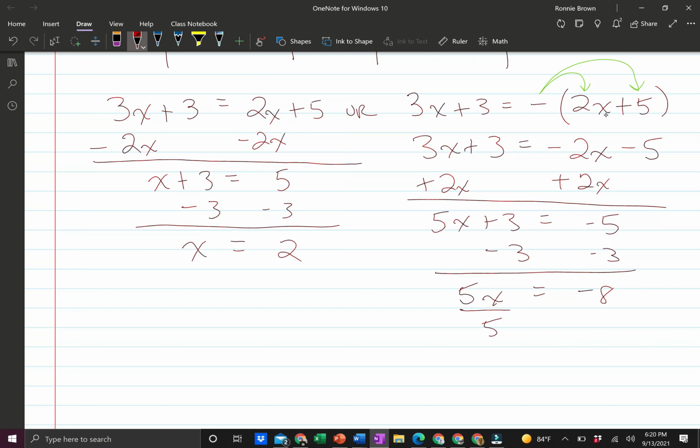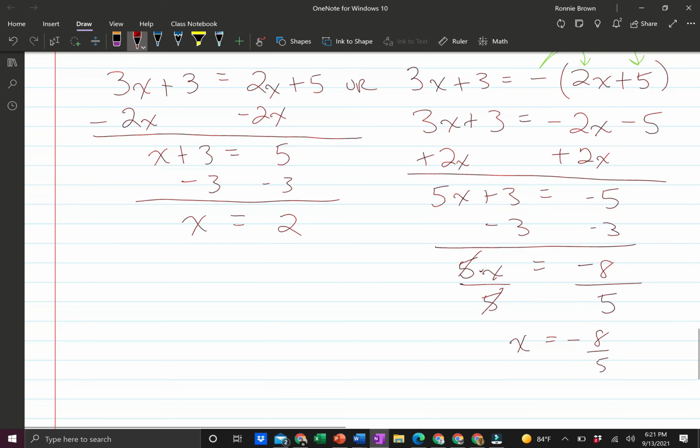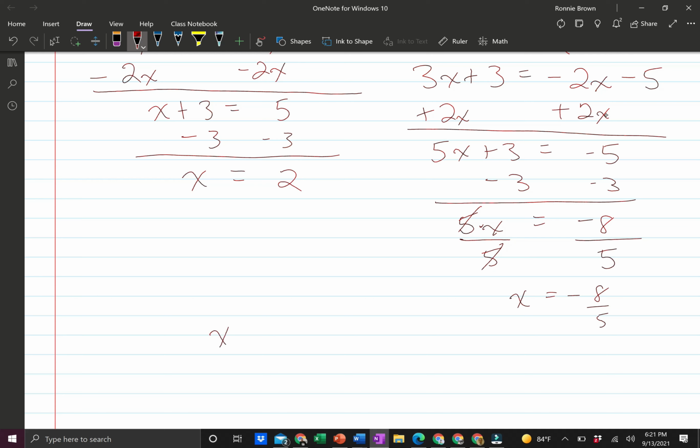And now between 5 and x is multiplication, so I do the opposite, which is division. What we do to one side, we must do to the other side. So now x is equal to negative 8/5. So our answer is x equals 2, or x equals negative 8/5 for this absolute value equation. So remember the two different ways that we have to look at it in solving absolute value equations, when the absolute value is on one side or on both sides of the equal sign.